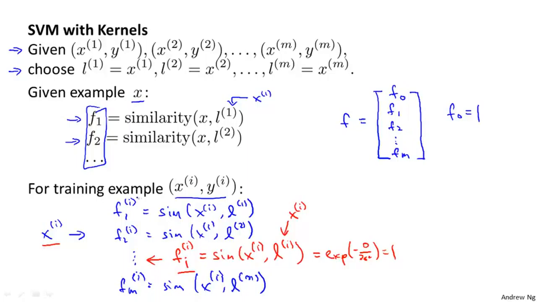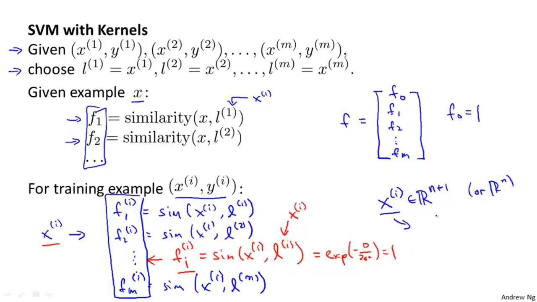And then similar to what I had above, I can take all of these m features and group them into a feature vector. So instead of representing my example using xi, which is an Rn or Rn plus 1 dimensional vector, depending on whether you count the intercept term, we can now instead represent my training example using this feature vector f, which I'm going to write as f superscript i, which is going to be taking all of these things and stacking them into a vector. So f1i down to fmi.